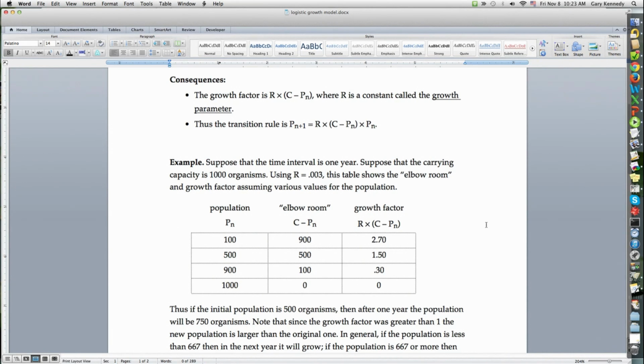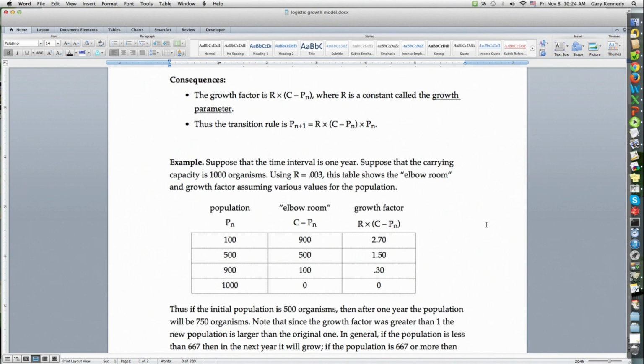Well, now let's suppose that the population this year is 900. So now we're doing a third example. We're doing the third row of the table. If the population is 900, that's pretty close to the capacity. The elbow room is only 100. When you multiply by the growth parameter, you get 0.30. Notice that is less than 1. And when you multiply by that, then you'll get a smaller population next year than you have now. The population, in fact, will be 300.